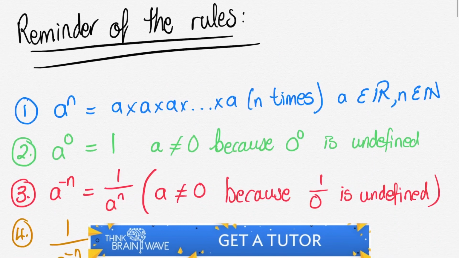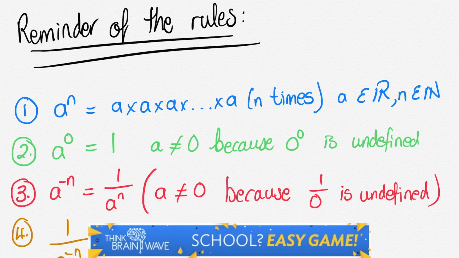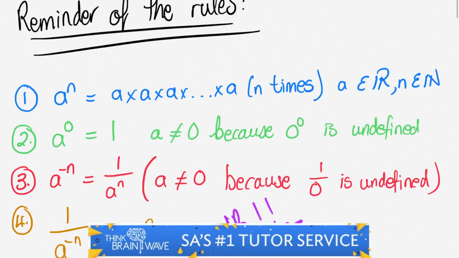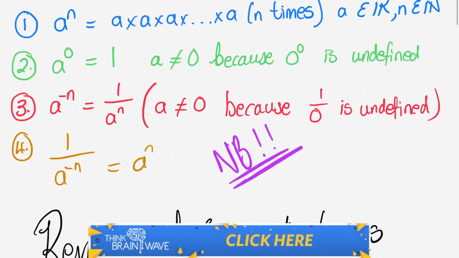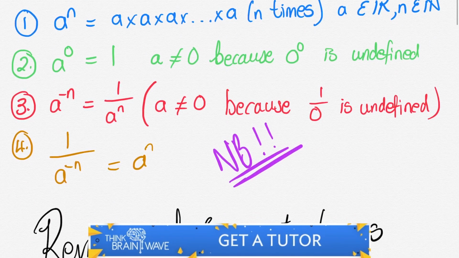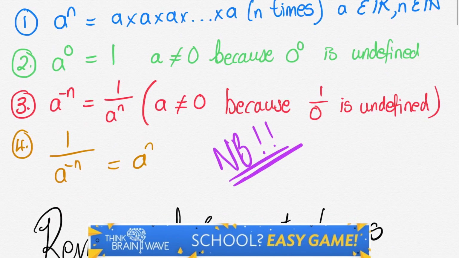Hey everybody, let's have a look at the rules of exponents. Let's go over them again. It's very important, and that's why I wrote a nota bene over there, that you remember these. So when you have a to the n, it means that you multiply a times a n times. When you have a to the naught, any number to the naught equals 1. When you have a to the minus n, it means you have to say 1 over a to whatever power.